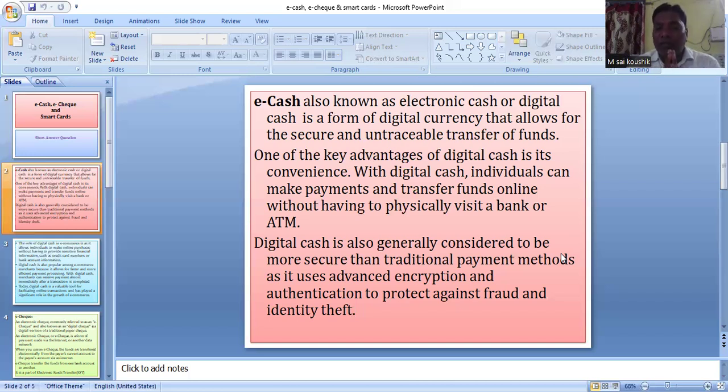Digital cash is also generally considered to be more secure than traditional payment methods. As I told, it is very secure. Why? Because it is fully integrated and secured by one password. The password belongs only to the concerned customer, the concerned consumer. If the password is leaked to a second person, automatically we are facing a problem.